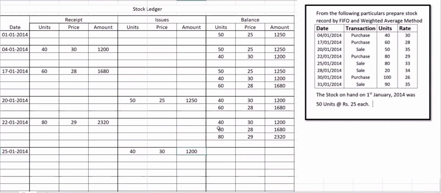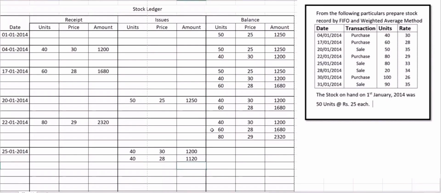So here out of these 60 units we will give 40 units. So here 40 at the rate of 28, so here we will record 28. So the cost of the same is 1120. Now while issuing units, we have issued this 40 first, then out of this 60 we have issued 40 next.